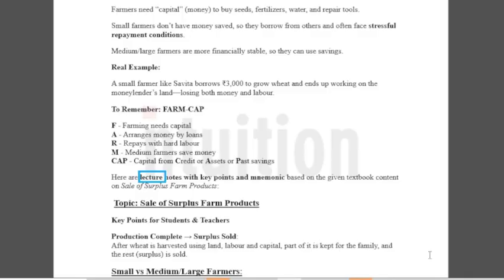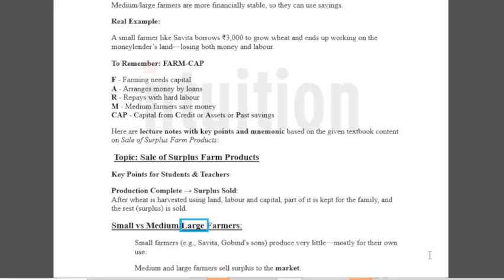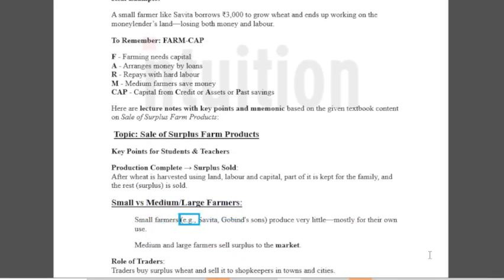Here are lecture notes with key points and mnemonic, based on the given textbook content on sale of surplus farm products. Topic: sale of surplus farm products. Key points for students and teachers. Production complete. Surplus is sold after wheat is harvested using land, labor and capital. Part of it is kept for the family, and the rest, the surplus, is sold. Small versus medium-large farmers. Small farmers, e.g., Savita, Gobind's sons, produce very little, mostly for their own use. Medium and large farmers sell surplus to the market.